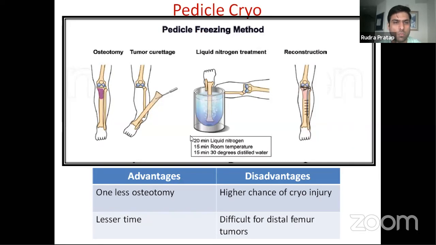The second method of liquid nitrogen treatment is by doing a pedicle cryo. In this, only one part of the osteotomy is done, and the other part of the osteotomy is spared. The whole limb is rotated and the tumor specimen is then submerged in liquid nitrogen and reimplanted back. The advantage of the procedure is that we have one less osteotomy to deal with, and it takes less time as only one osteotomy is there to fix. It has higher chances of cryo injury because the cryo container is brought close to the patient and in the operative field. It is difficult to perform in long distal femur tumors.